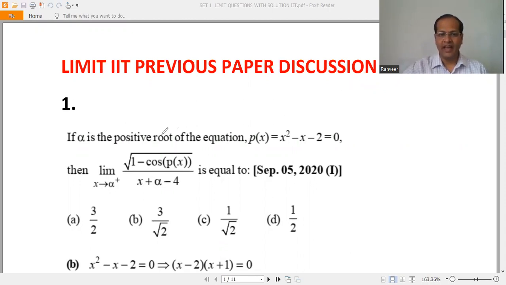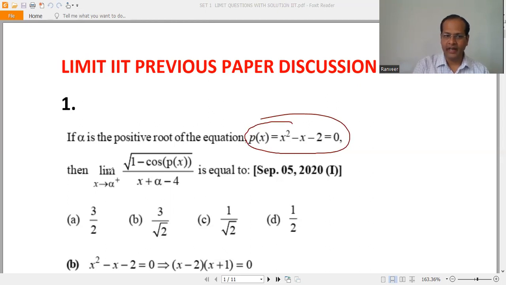Now, alpha is a positive root of the equation px equal to this; a quadratic equation is given. Now we have to find out the limit x tending to alpha of 1 minus cos px divided by x plus alpha minus 4.